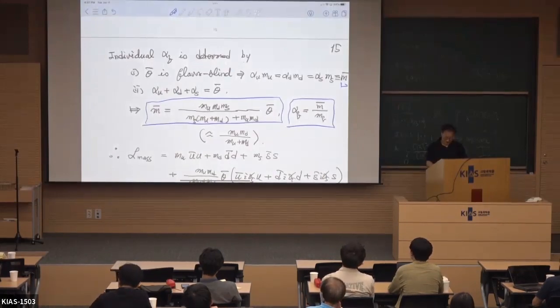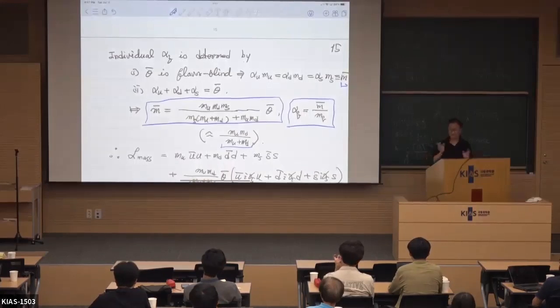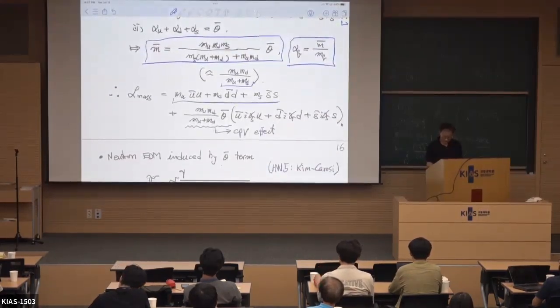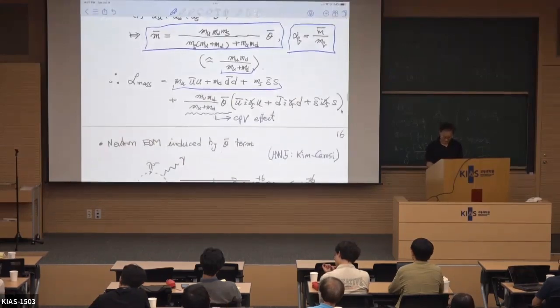Since M_S is much heavier than the others, in most cases we will write this as this combination. This is a very good approximation, so instead of this lengthy expression, we just use this. So now we have the usual quark mass terms, and the CP violating gamma 5 term like this. With non-vanishing theta bar, if theta bar is order 1, we can have a large CP violation effect.